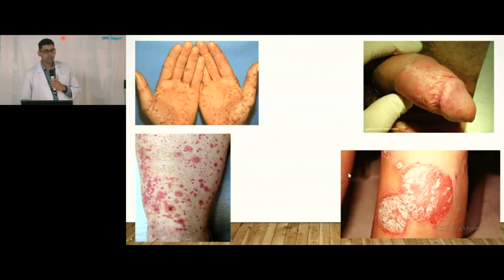This one, anyone? What is this? Yes, which psoriasis? Plaque psoriasis. Okay, plaque psoriasis. You are getting whitish plaques over the eroded skin. So this is plaque psoriasis. What is this?